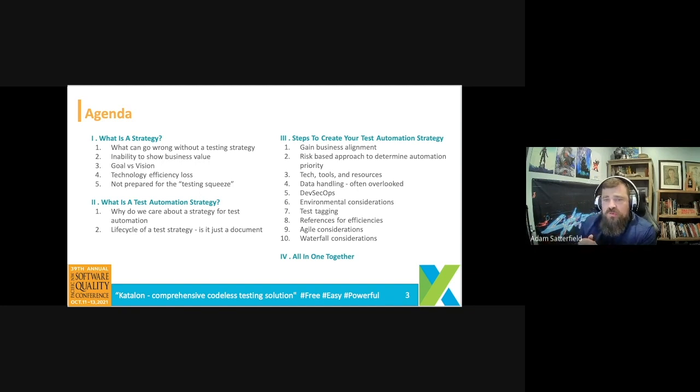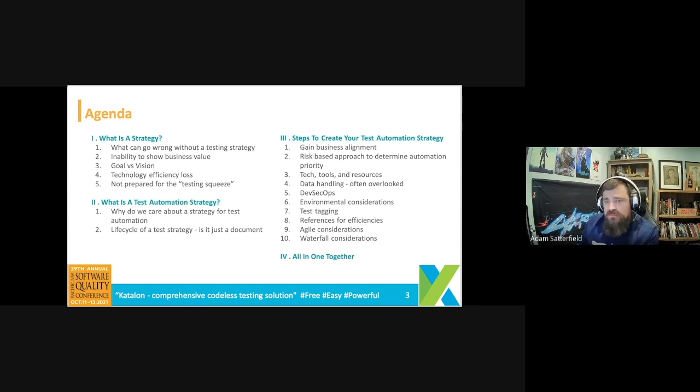All right, the agenda. So we're going to go a little bit over what is a strategy, some various pieces about what a strategy is, some bits that go in it and potentially what could go wrong. We're going to talk specifically about a test automation strategy. It's why we're all here to begin with, as well as some specific steps that we've used in the past, and I've worked with teams to implement, on how to create the test strategy. And then we're going to wind up talking about how it all ties in together.